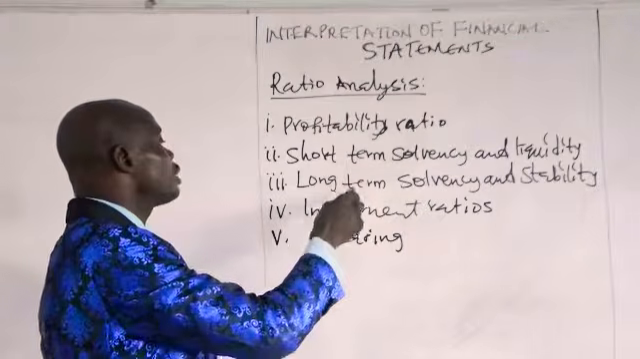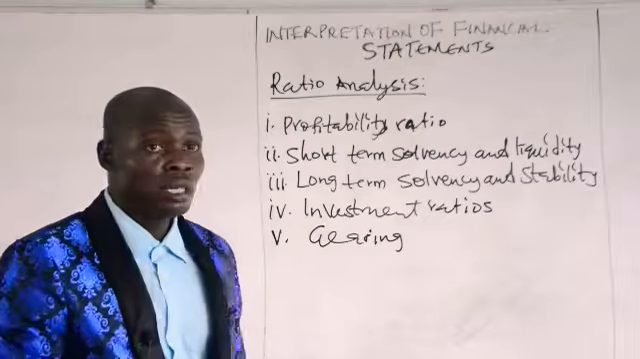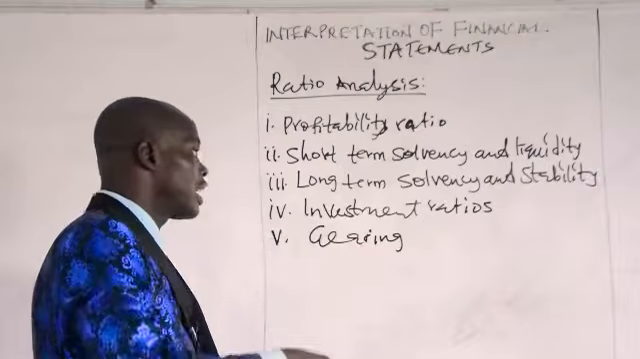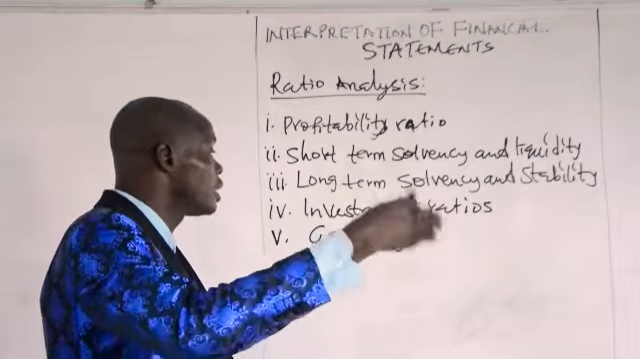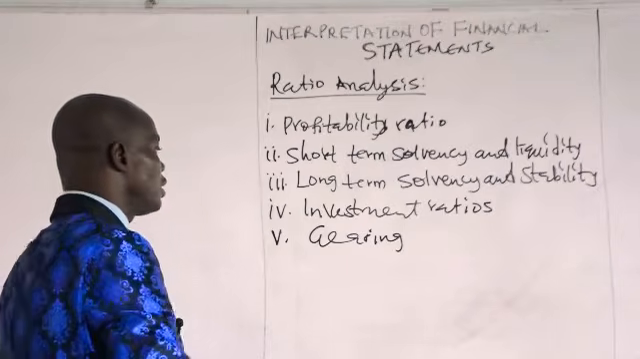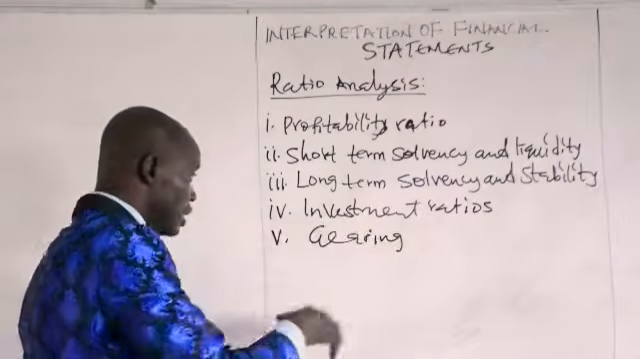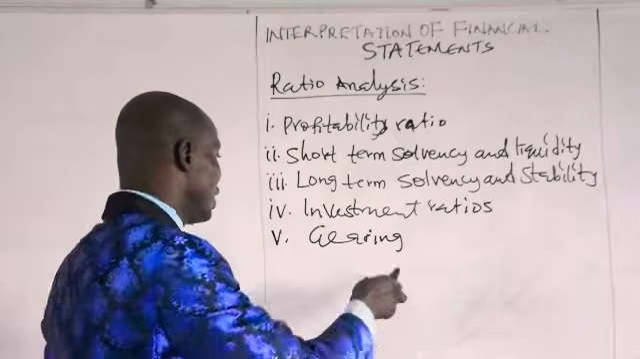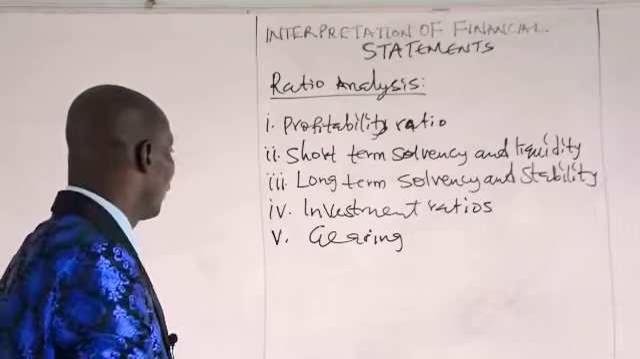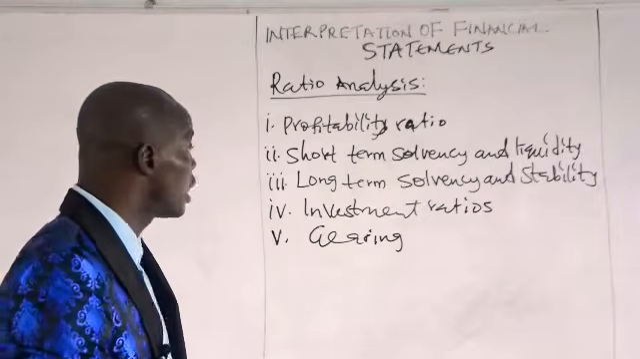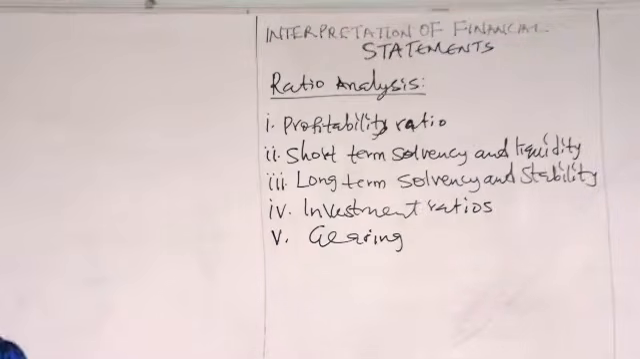So the long-term solvency and stability ratios will be useful to long-term loan providers. The financial institution that gives long-term loans will be interested in long-term solvency and stability ratios. Then the investment ratio, shareholders will be interested in this. Then the gearing will equally be of use to long-term loan providers. So I want to start with the profitability ratios.